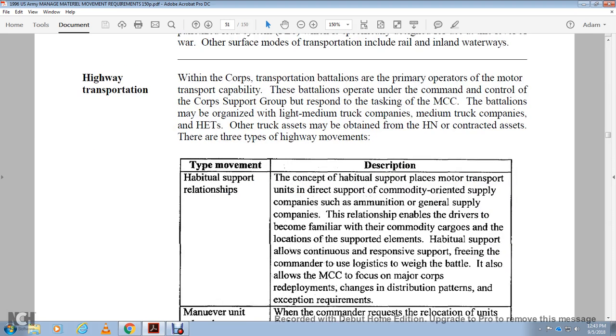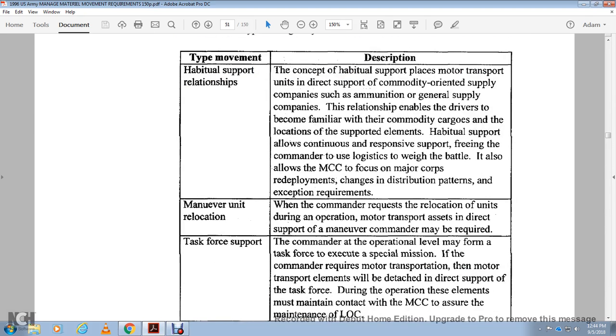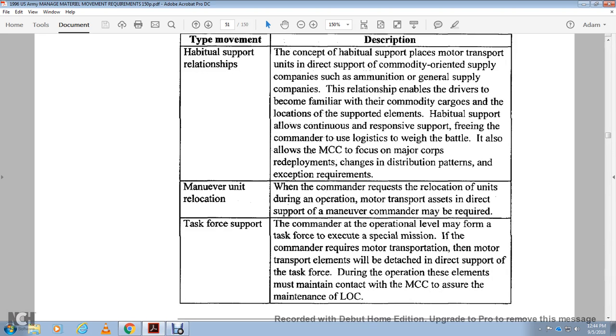Three types of highway movement: habitual support relations concept, the habitual support plan for the mode of transportation, direct support with the commodity oriented with the supply company, the ammunition company, general supply company. The relationship enables the driver to become familiar with the commodity cargo and the location of supported elements. Habitual support always continues the responsive support, freeing the command to use the logistics to win the battle. Also allows the MCC to focus on the major Corps redeployment, the chain of distribution patterns, execution of the requirements, maneuvering unit relocation. When the commander requires the relocation of the units during operation, motor transit assets, the direct support maneuver command may be required.